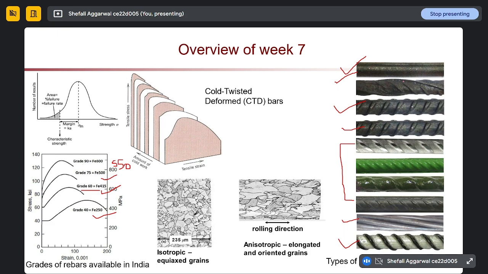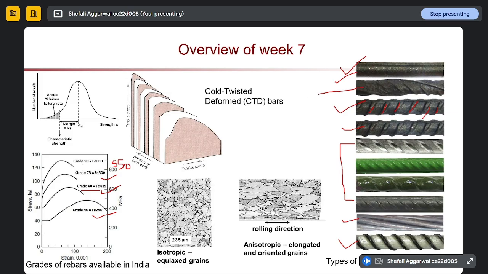First is the plain rebar. Plain rebar, we all know, is the normal rebar. Other thing is ribbed rebars. These ribbed rebars, which we actually use on site, you all might have already seen. Why do we provide ribs along the rebar? To have a good bond between concrete and reinforcement.